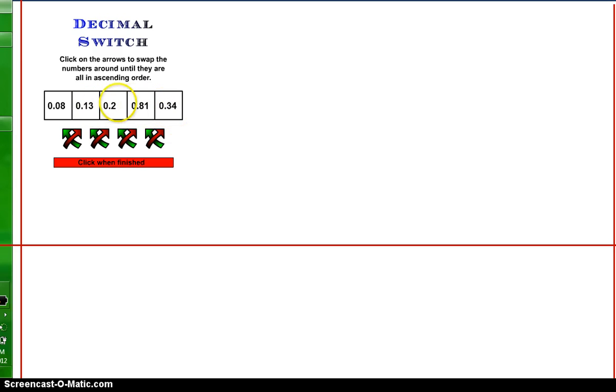Then we go to 2, 8, and 3. We look at those. 2 is the smallest, so we put that right there. And finally, which is bigger, 8 or 3? 8. So that's going to be last. Swap those, and then we've got that. Then we click finish, and it's correct. So that's how to order and round decimals.